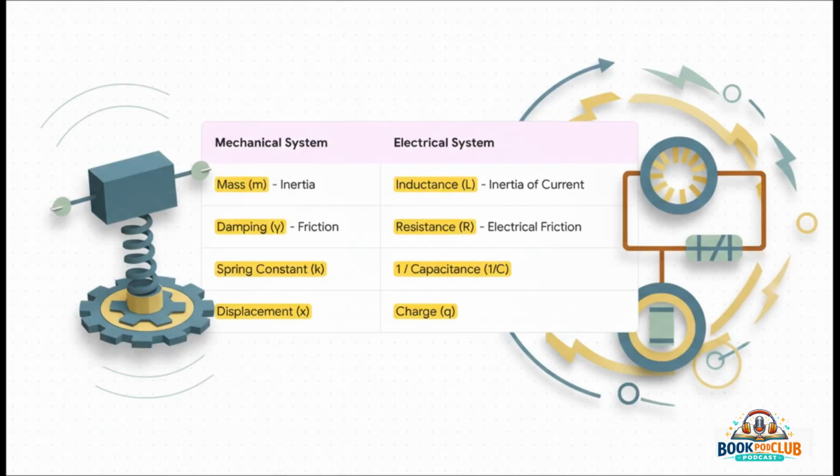And this right here is a perfect example. It's like a Rosetta Stone. On the left, our familiar mechanical system. Mass provides inertia. It resists being moved. Look at the right. In an electrical circuit, an inductor provides electrical inertia. It resists changes in current. The friction that slows our spring down is just like electrical resistance in a wire. And the stiffness of the spring? It's the exact mathematical cousin to a property of a capacitor. The analogy is shockingly perfect.